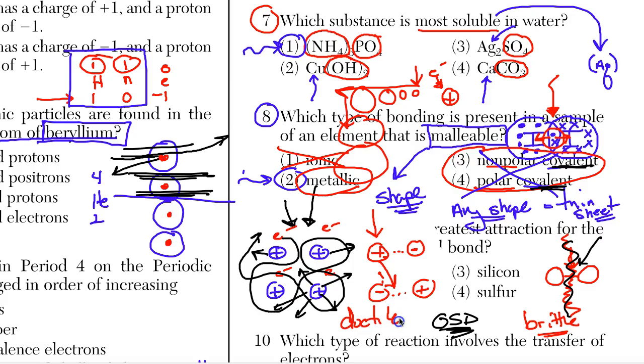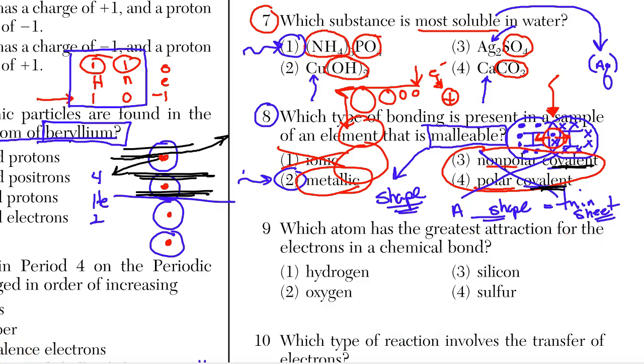Ductile just means that you could basically shape this metallic substance, a sea of mobile electrons, into very thin wire. Can't do that with molecular or covalent. They're brittle, they would break. So number 8 is 2. Number 9: which atom has the greatest attraction for electrons in a chemical bond?